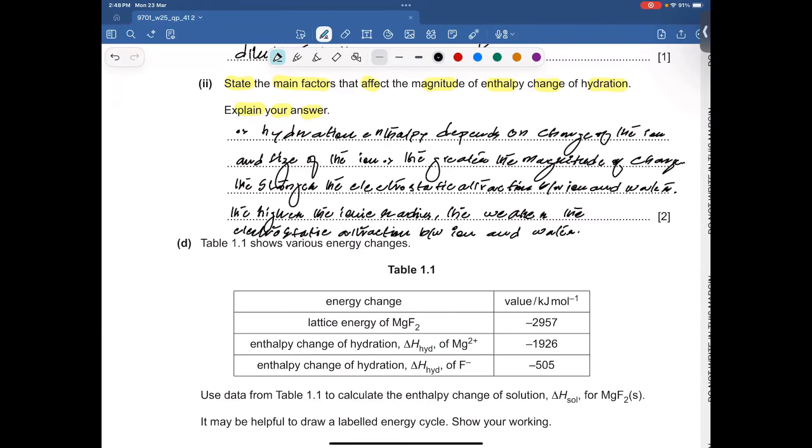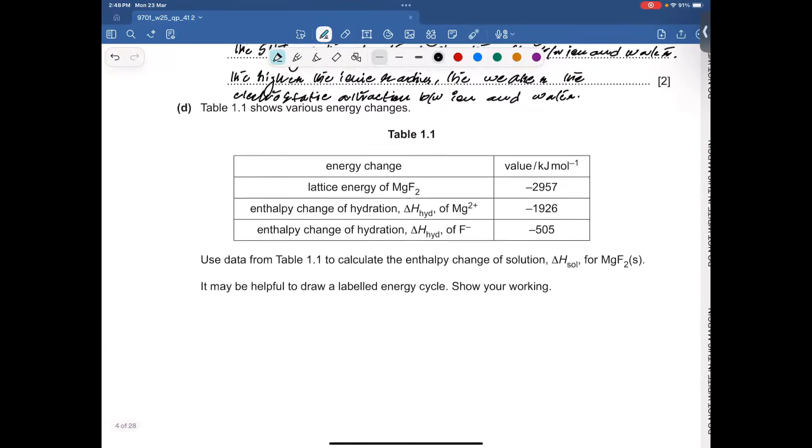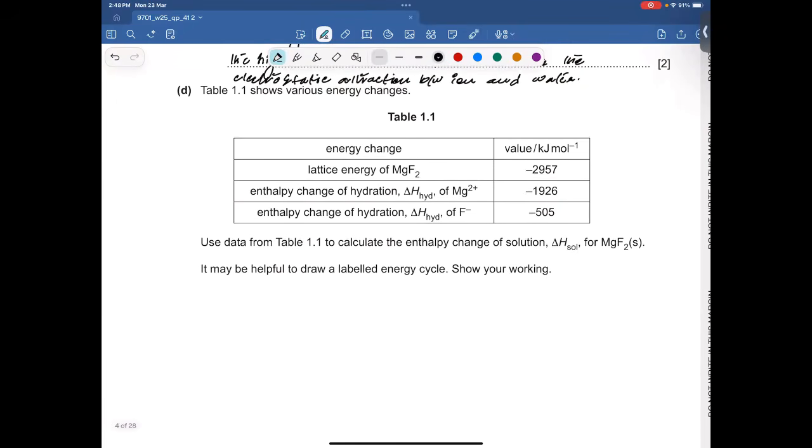Okay. So technically, there are two main factors: charge and ionic radius. And charge and ionic radius, we can also say charge density. The higher the charge density, the higher the hydration enthalpy. The lower the charge density, the lower the hydration enthalpy. Okay. You can write the answer of this particular part in that way also.